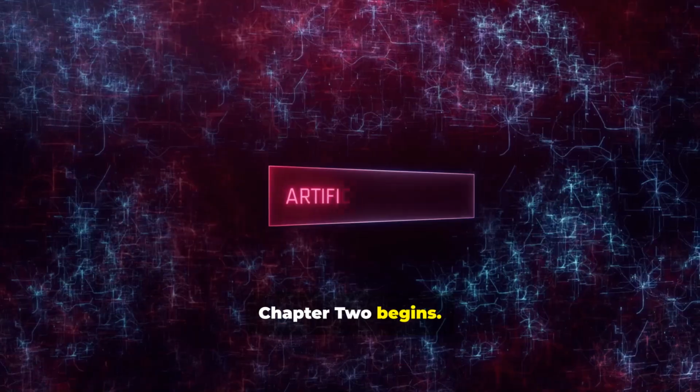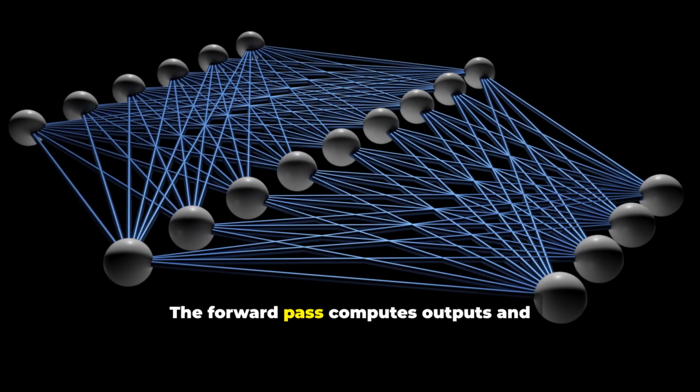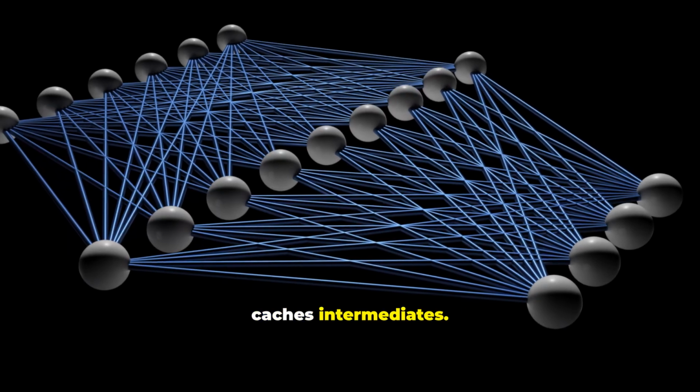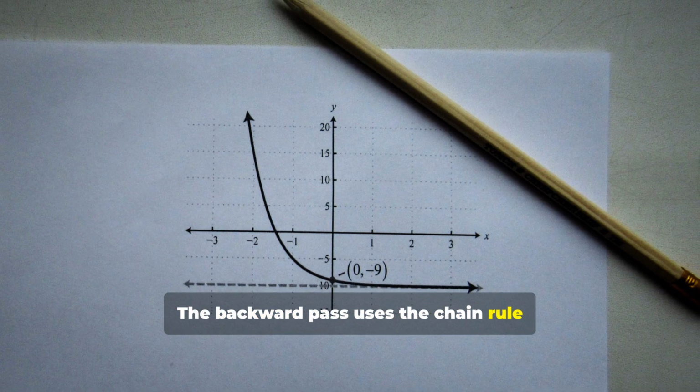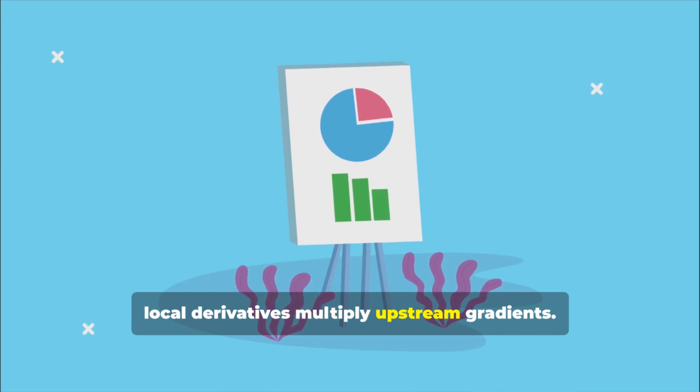Chapter 2 begins. We represent computations as directed acyclic graphs. The forward pass computes outputs and caches intermediates. The backward pass uses the chain rule to propagate gradients. At each node, local derivatives multiply upstream gradients.